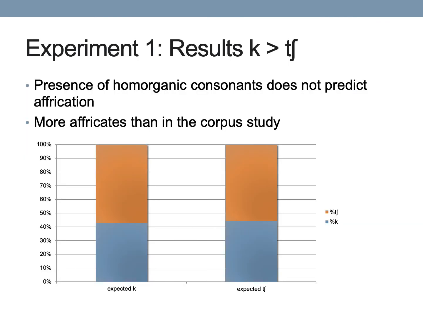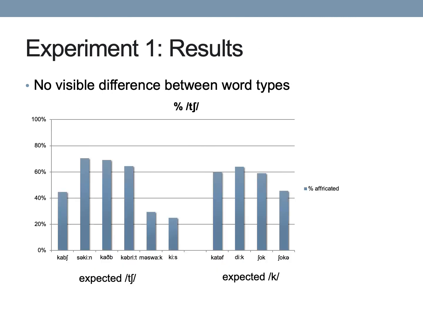This graph shows the proportion of affricated tokens for the words with the voiceless affricate, with a neighboring homorganic segment on the left and without it on the right. It is clear that there is practically no difference between the two conditions. If anything, the participants are actually producing more affricates in both conditions than we found in the corpus study, contrary to our predictions. This effect holds when we compare all the tested words individually. There are no large differences across word types. If anything, some of the words we expected to affricate more tended to occur with the stop.